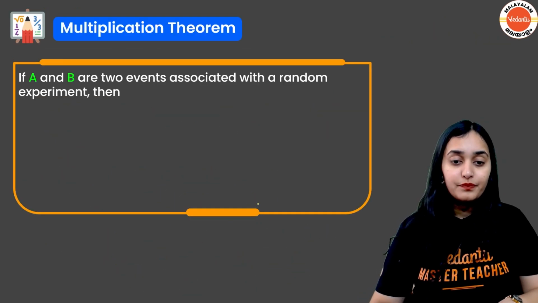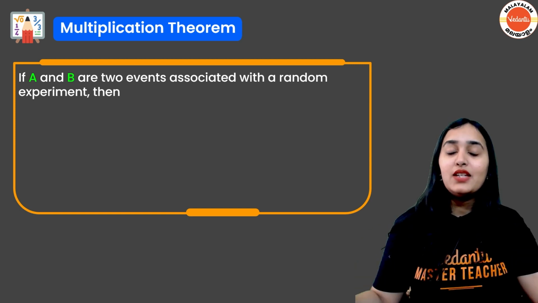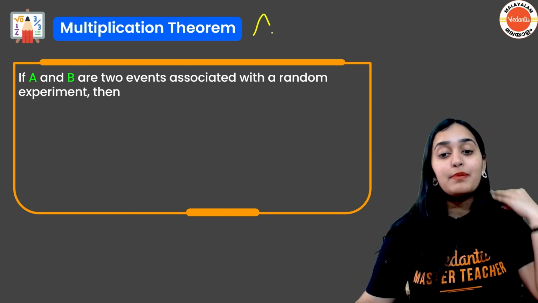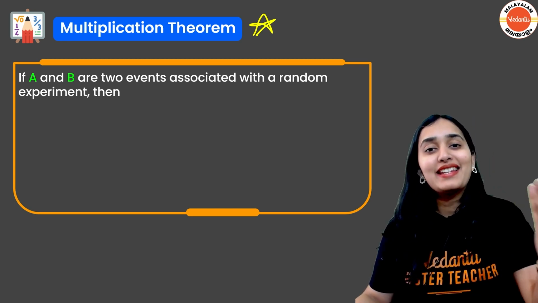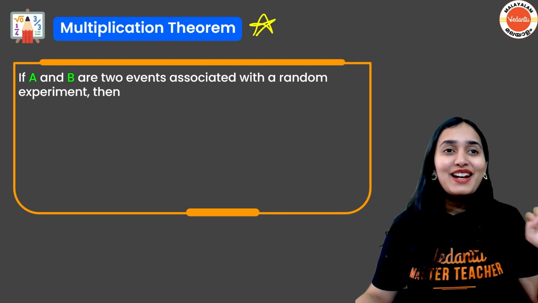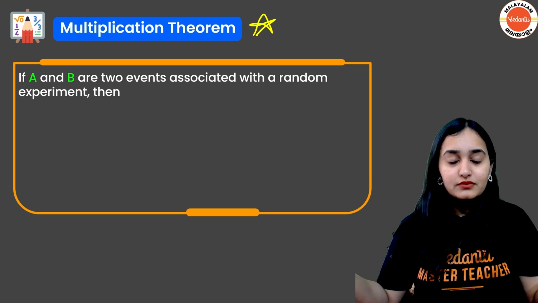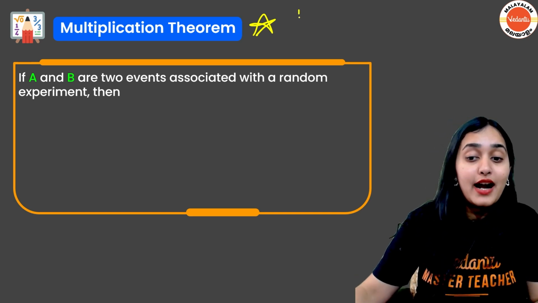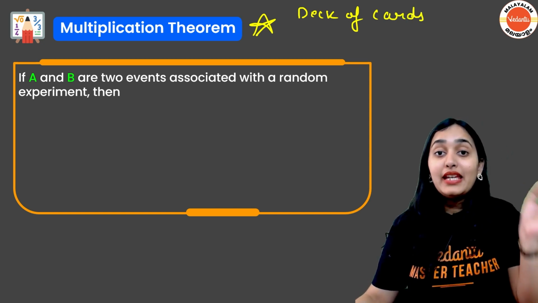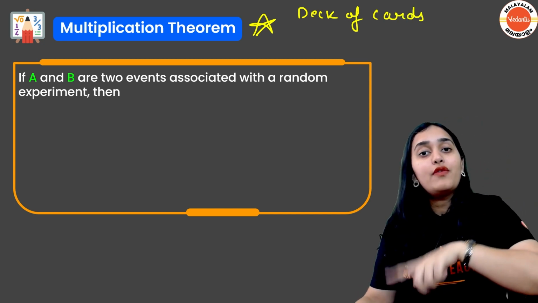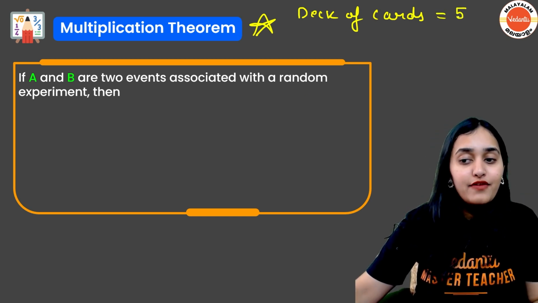Okay, chalo. Next comes a very important theorem, highly used in the entire chapter, which is the multiplication theorem. It's super important. What does the multiplication theorem say? Now this is a very interesting, very logical theorem. For example, if I say there is a deck of cards. You all have seen a deck of cards. There will be king, queen, ace, 2, 3, 4, 5, 6, 7, 8, J, right? So, a deck of cards contains 52 cards.